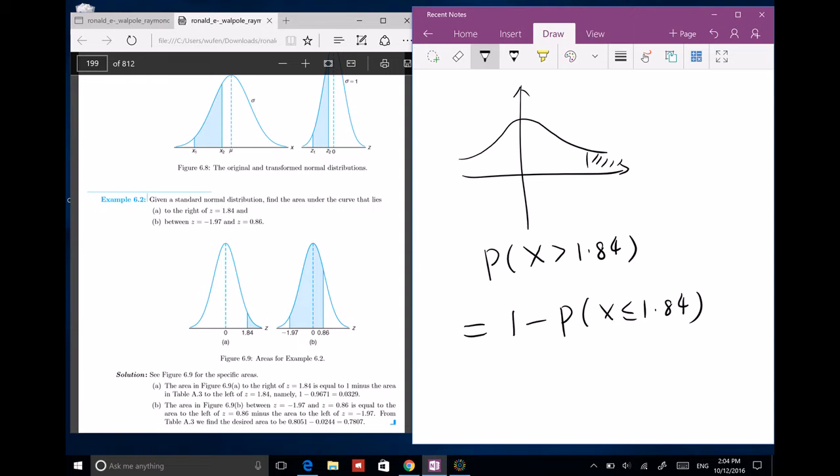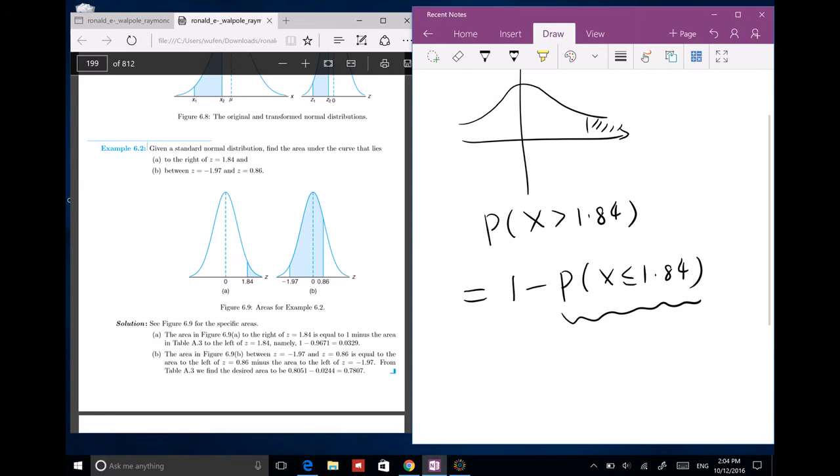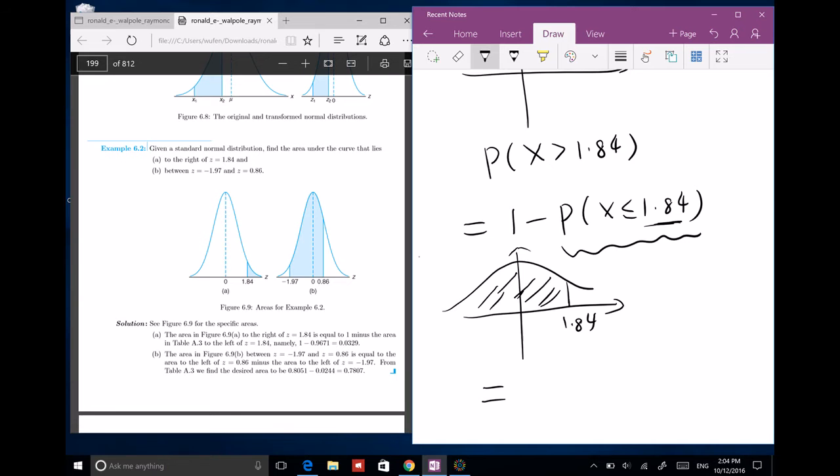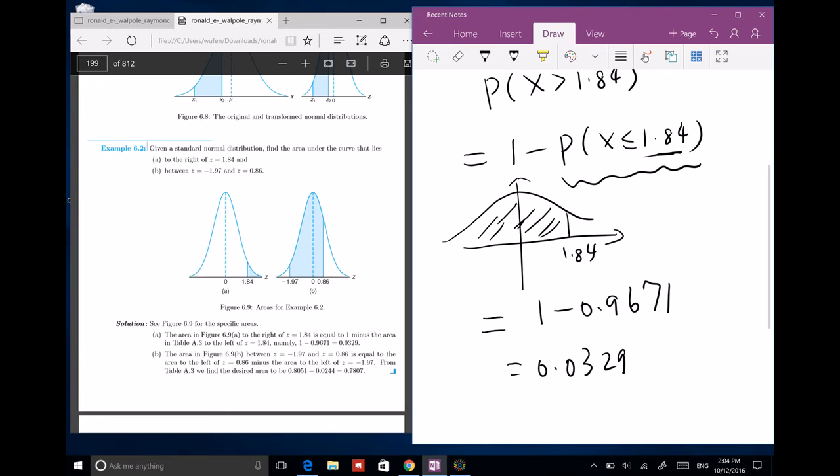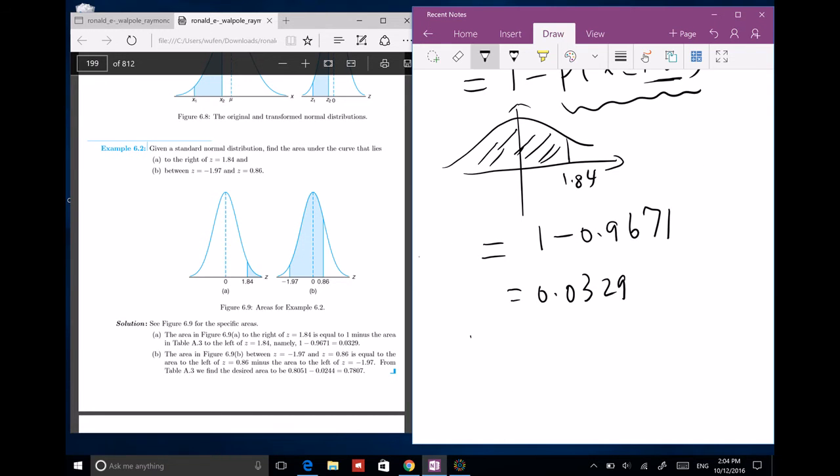Okay, then the distribution table will give you this value. The distribution table gives you the number corresponding to the area to the left, up to the point 1.84. So you can use the table, find 1.8 and 0.04, and subtract that from 1. You find that the number is 1 minus 0.9671 equals 0.0329.